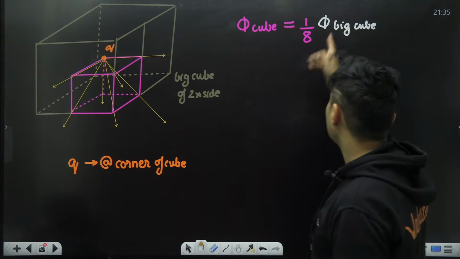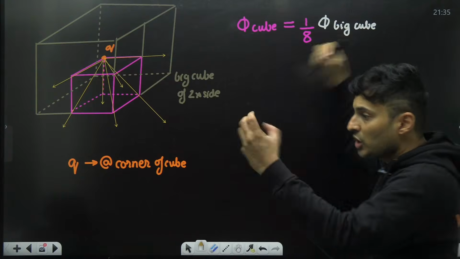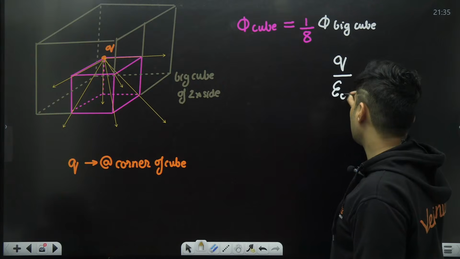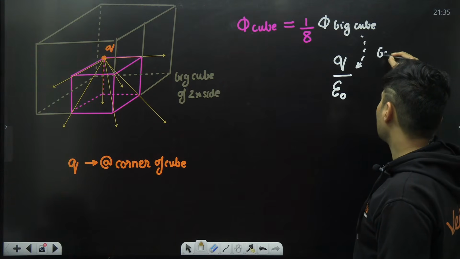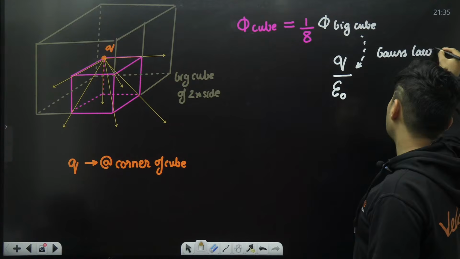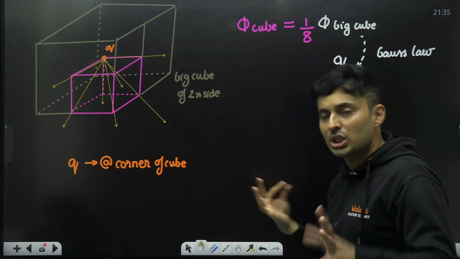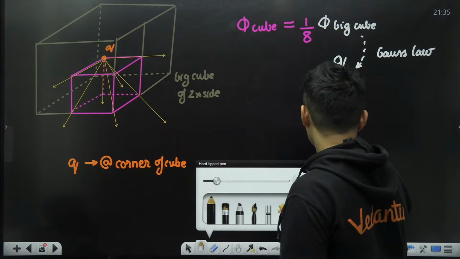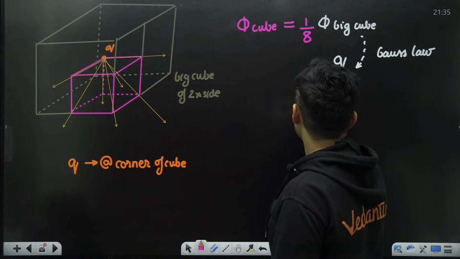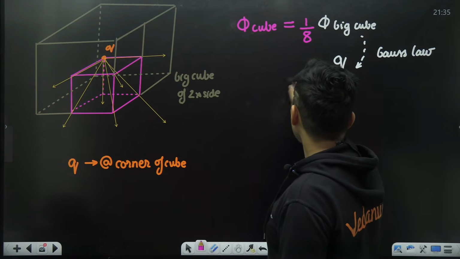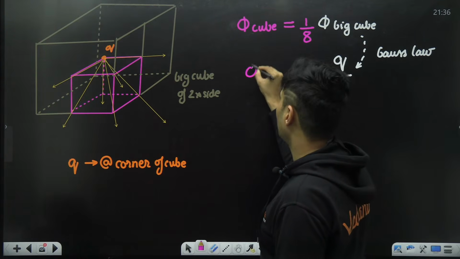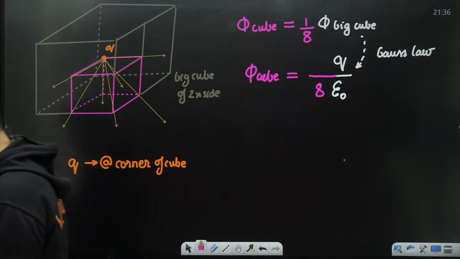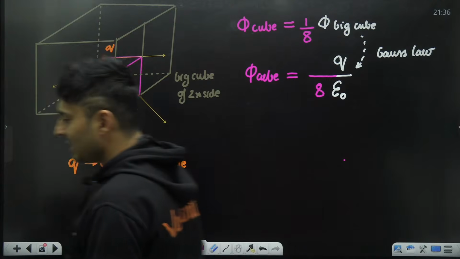And because the charge is at the center of that big cube, for a cube where a charge is at the center, the flux is simply q by epsilon naught. And this answer comes simply via Gauss's law, because that charge is completely inside that big cube. So the total flux, 100%, should be q by epsilon naught. So hence this answer will be 1 by 8 times q by epsilon naught for the flux through that particular cube. Very interesting question, isn't it? It is 1/8 of it.